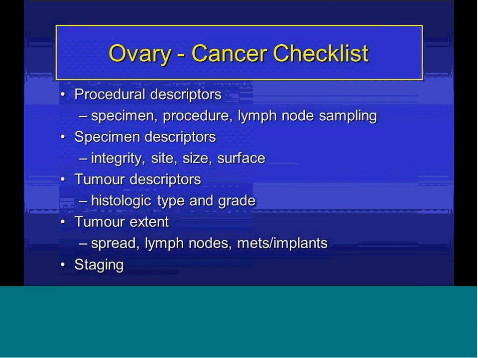So let me walk through the checklist that is provided and tell you about some of the areas where it works and where it's a little bit tricky. The checklist can be divided into the procedural descriptions, what kind of tissue you have, the specimen descriptors, the size, the sites, tumor descriptors, histologic grade and type, tumor extent, and I'm going to use the word extent because that includes both metastases and implants from borderline tumors, and then finally the staging of ovarian carcinoma.